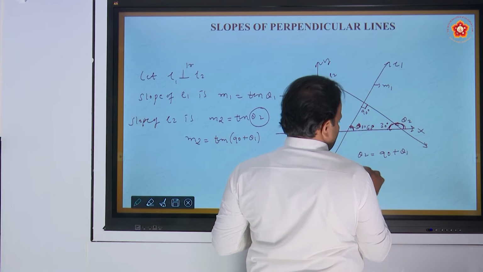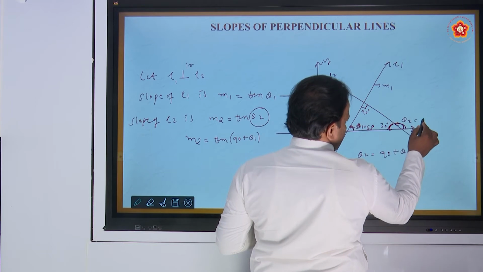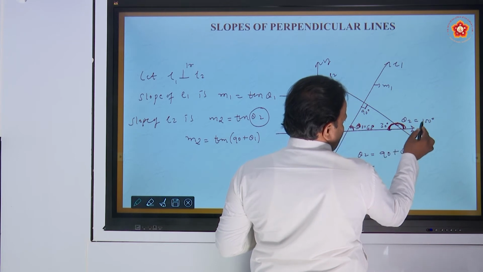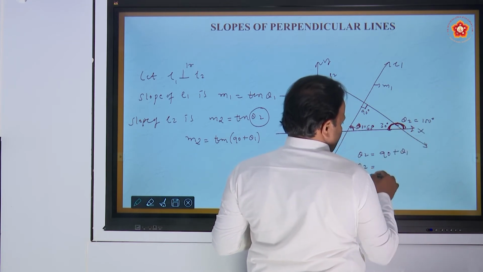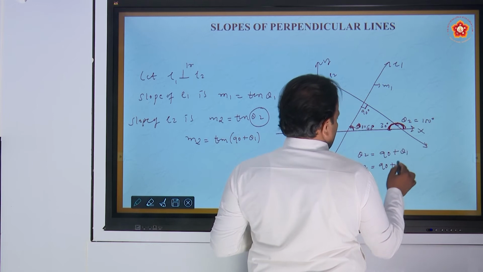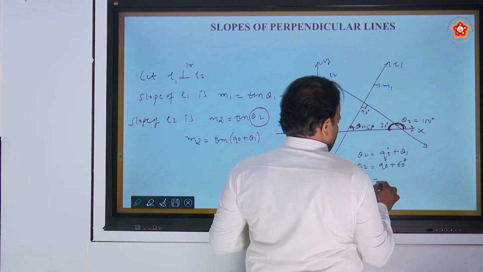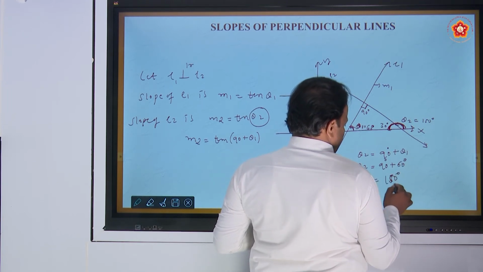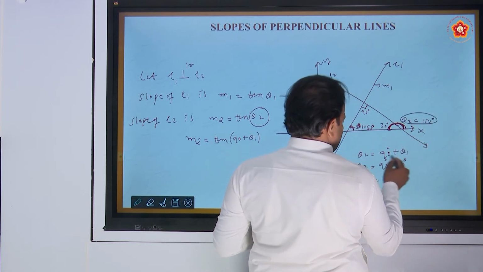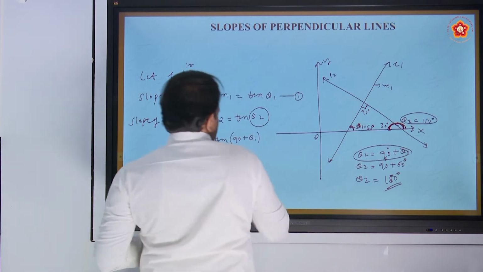Substitute values. This is 30, so theta 2 is nothing but 150 here, because 180 minus 30 is 150. So verify: theta 2 is 90 plus theta 1. What is theta 1 here? 60 degrees. Theta 2 is 90 plus 60, which is 150 degrees. So from the figure also, theta 2 is 150 degrees. Just observe carefully: theta 2 is equal to 90 plus theta 1.